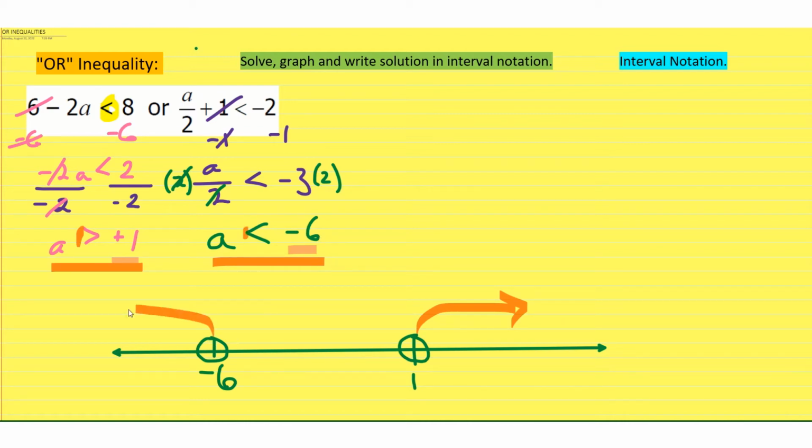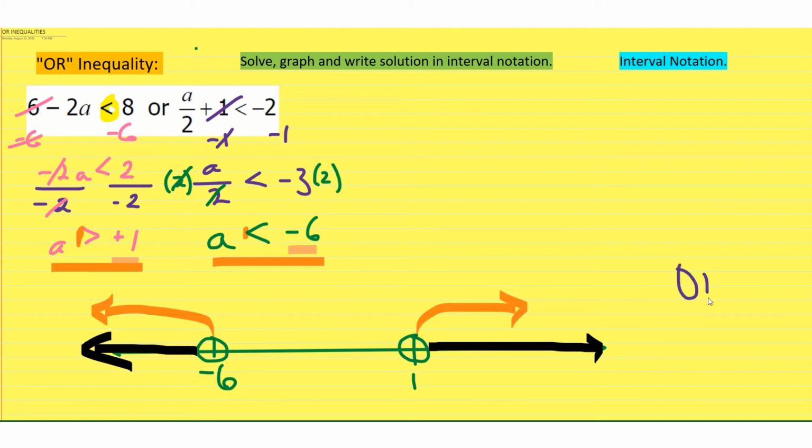So that means it's going to be less than the negative 6. It's going to go this direction. So that means that I'm going to graph it starting with my open circle because it's not actually equal to 1. And it's going to go this direction. And then from my negative 6, it's going to go less than negative 6, so it's going to go that direction. So let me just point out something right quick.